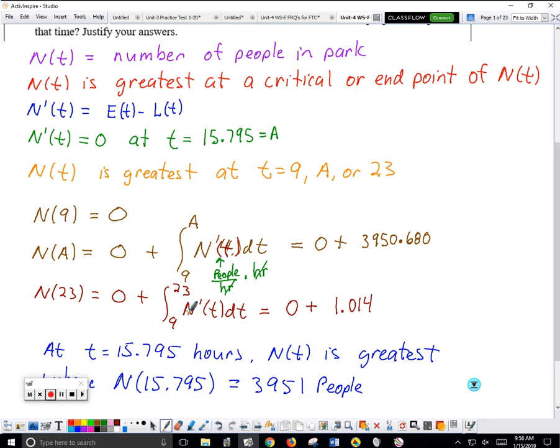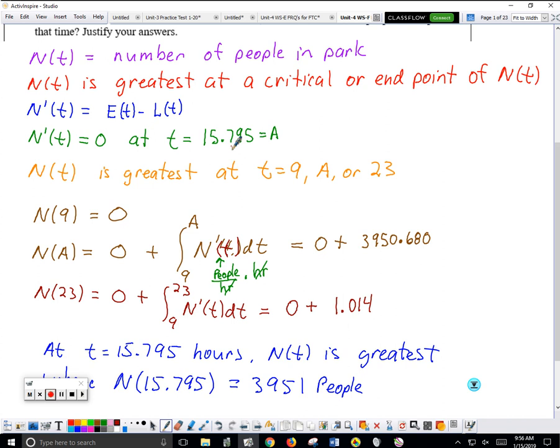So the integral doesn't ever tell you how many people are in the park. It tells you by what number the number in the park changes. So from hour 9 until hour 15, this integral's value is 3950, about 4,000. That means the number in the park changed by this amount during that time period.